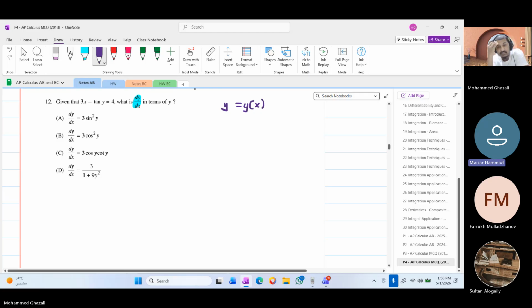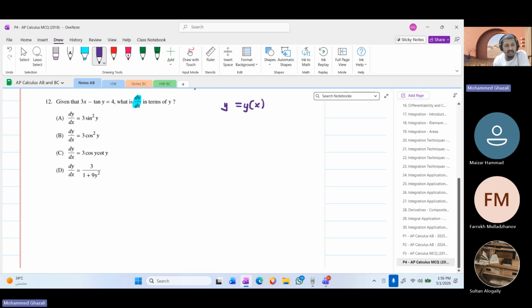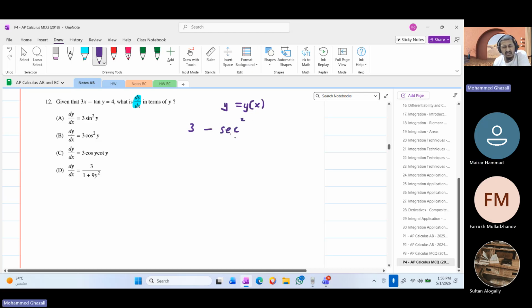But doesn't implicit only work if we have y on both sides of a function? Not necessarily. You can have a constant on the other side. They said evaluate dy/dx, so let's differentiate this function. If you differentiate 3x, you get 3. If you differentiate tan y, you get sec squared. Yes, the derivative of tan is sec squared. That's my bad.